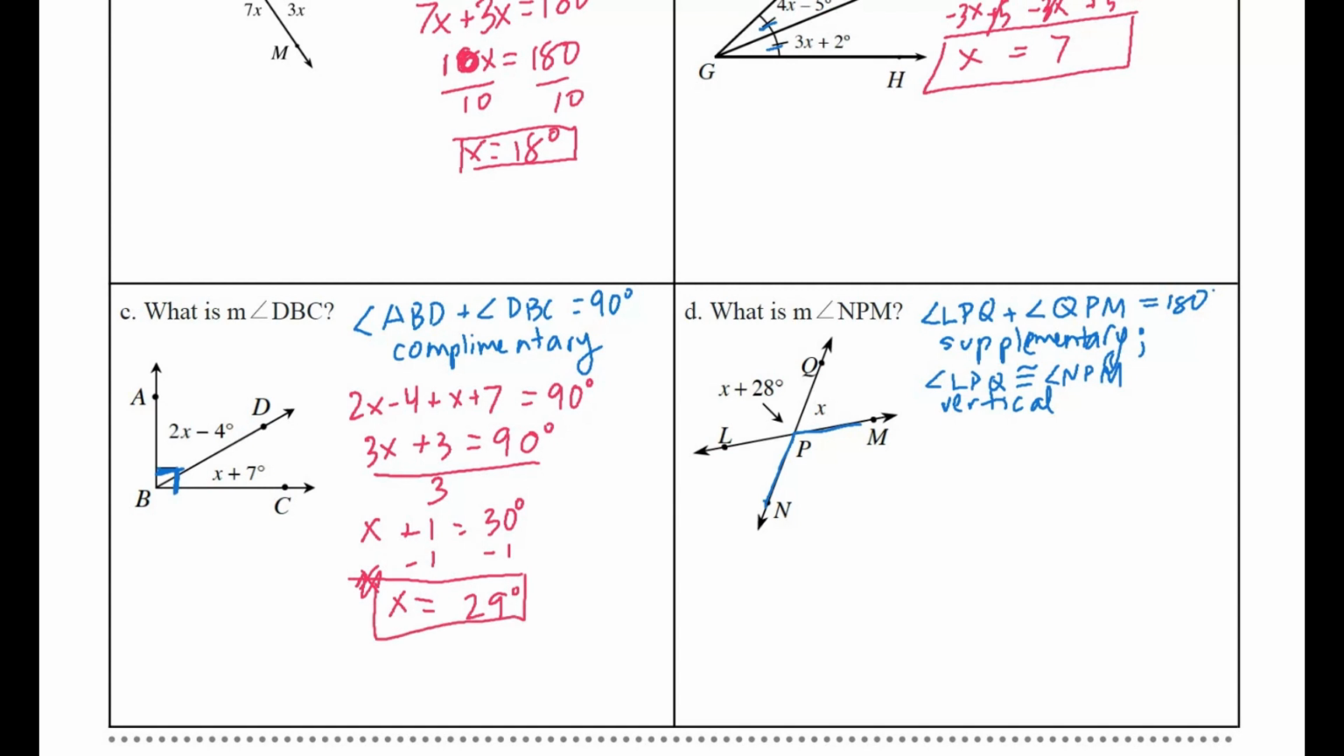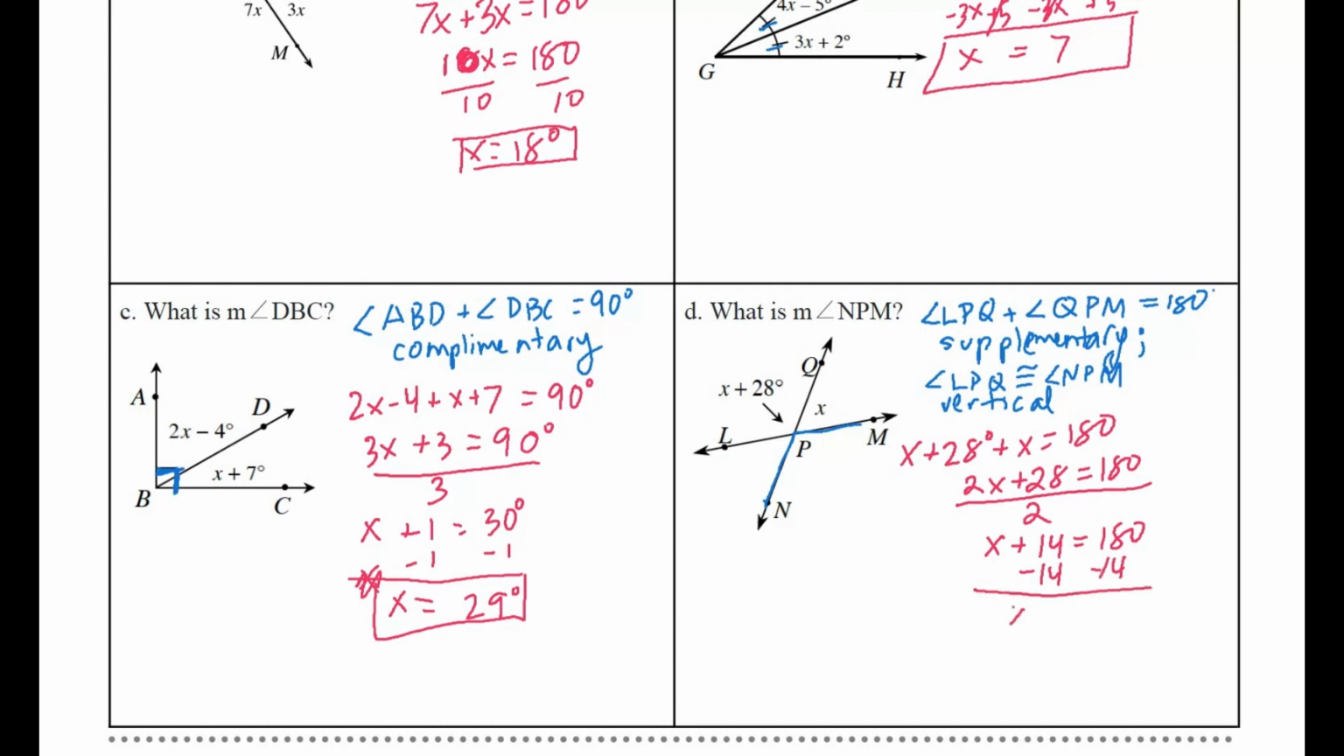Okay, this I think will take a couple more steps. So first I'll use the supplementary relationship. I have x plus 28 degrees plus x equals 180. Combining like terms, I have 2x plus 28 equals 180. I divide everything by 2, getting me x plus 14 equals 180. Subtract 14 from both sides.